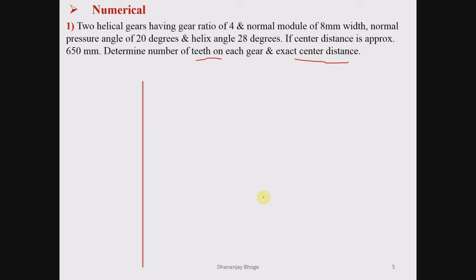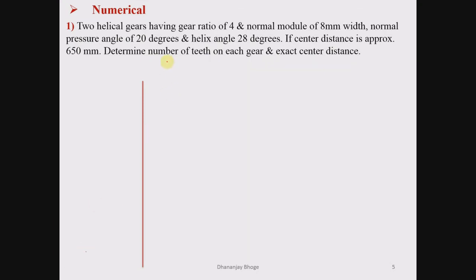So we may write down the problem statement. Two helical gears having gear ratio of 4 and normal module of 8 millimeters width, normal pressure angle of 20 degrees and helix angle of 28 degrees. If center distance is approximately 650 millimeters, determine the number of teeth on each gear and exact center distance.